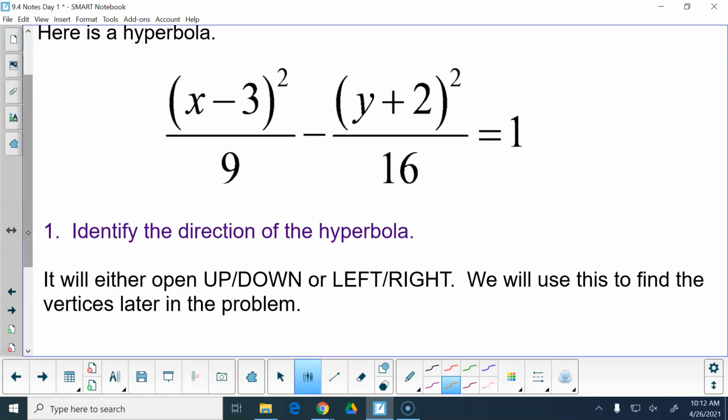They are either going to open up and down or left and right. Which one is this? X first, Y second. Left and right or up and down? Left and right. Do we agree left and right? Okay. I would also concur that this is a left and right opening hyperbola.